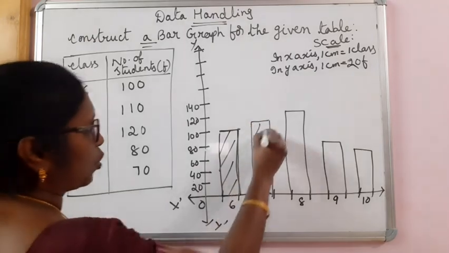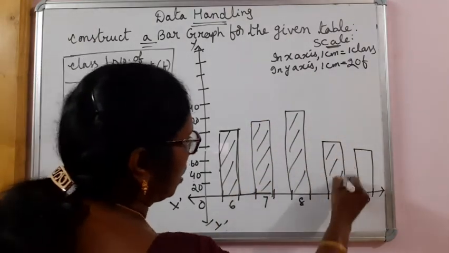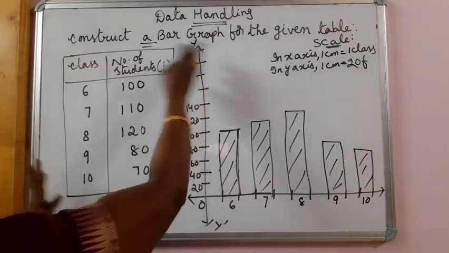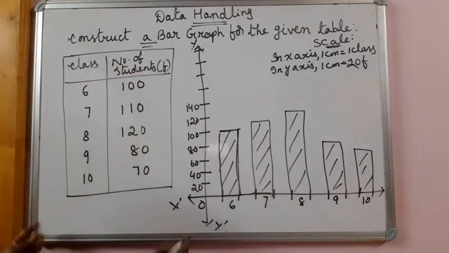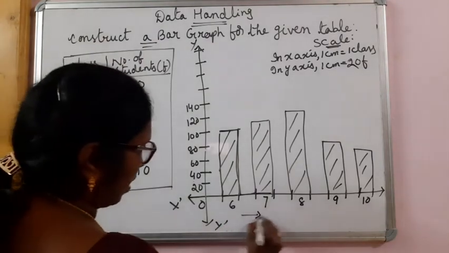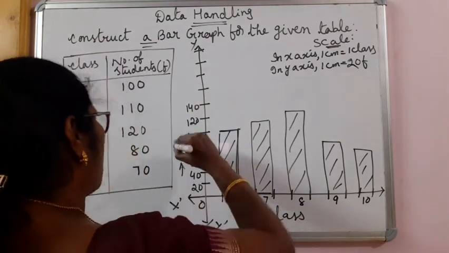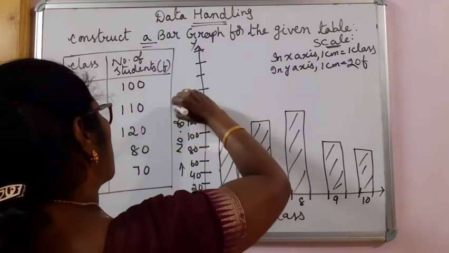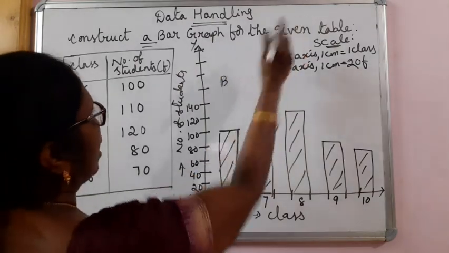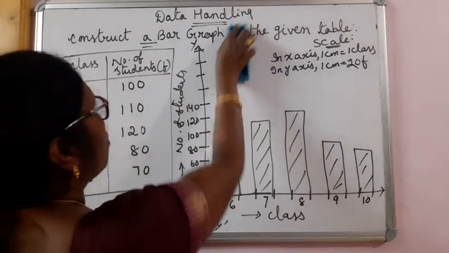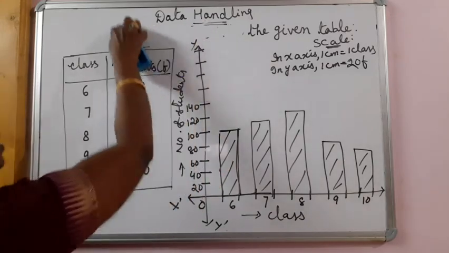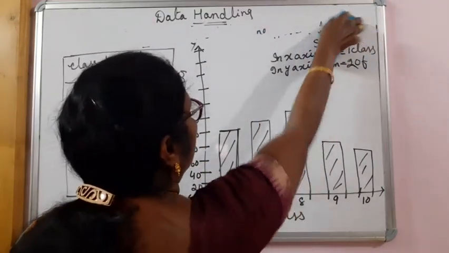Then you have to shade the bars. So this is the bar graph. Construct a bar graph for the given table, or we can write: bar graph showing number of students of a class. Here you can write that the x-axis shows class and the y-axis shows number of students. It is good to write the heading; actually, we have to write the heading: bar graph showing number of students of a class.